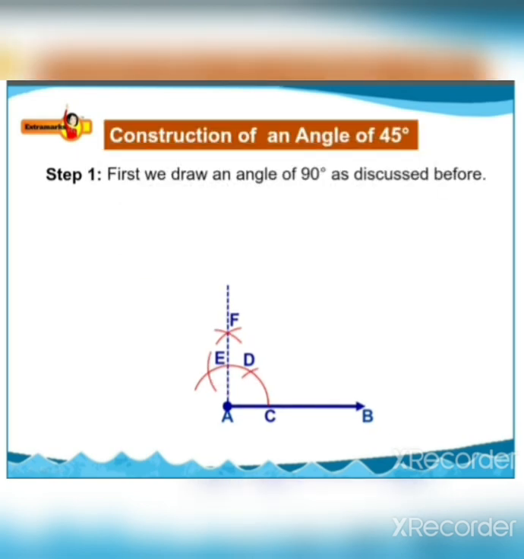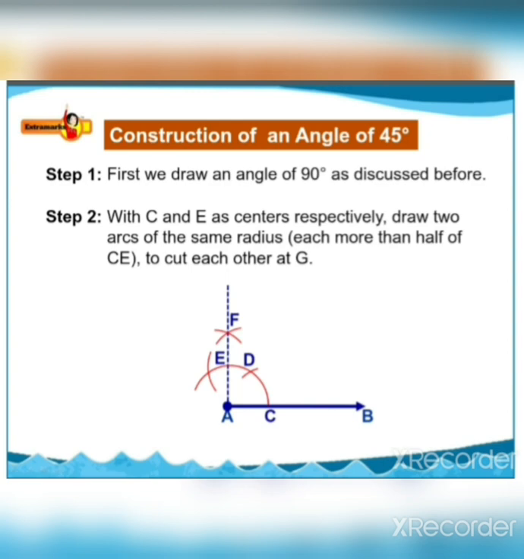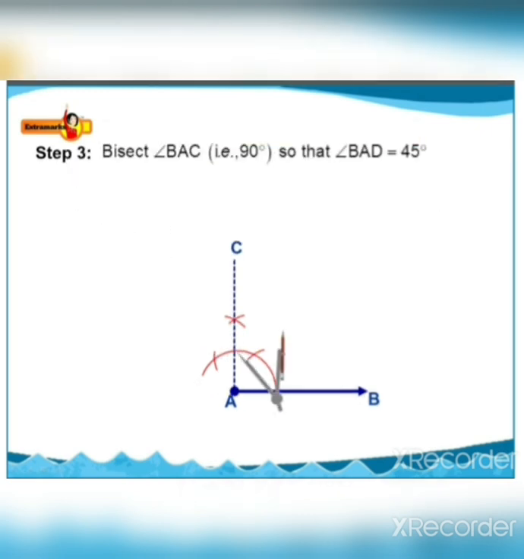Now let's learn the construction of an angle of 45 degrees. With C and E as centers respectively, draw two arcs of the same radius, each more than half of CE, to cut each other at G. Now we will draw the angle bisector of the angle BAC.